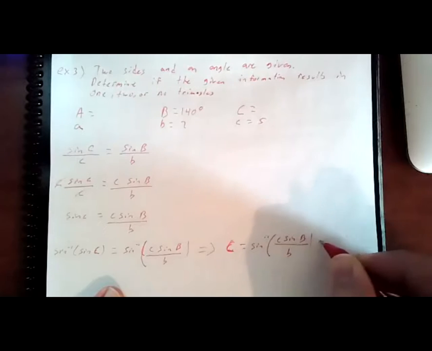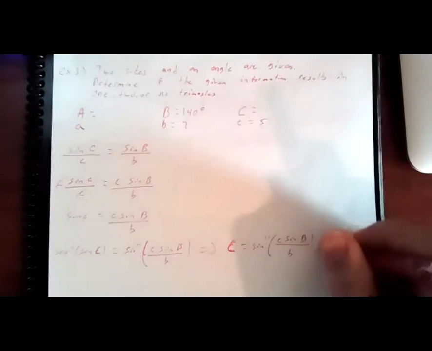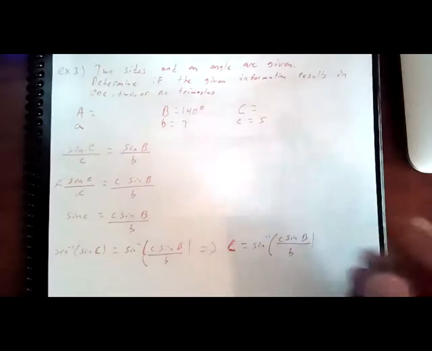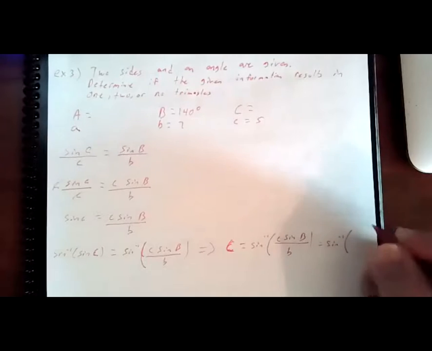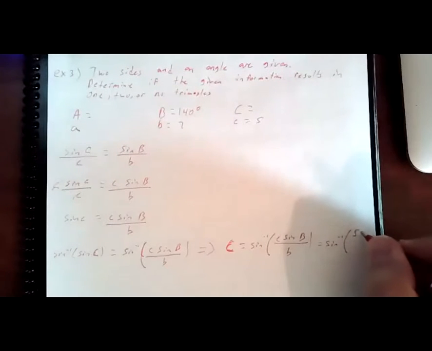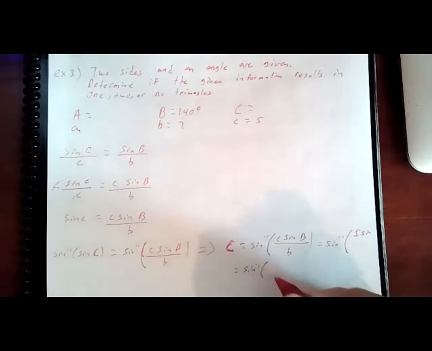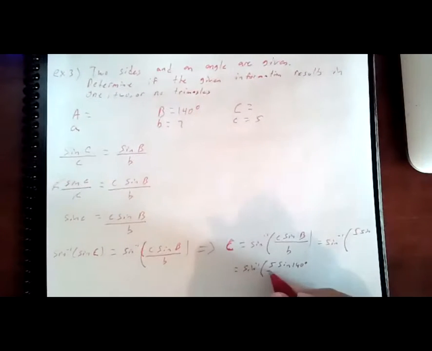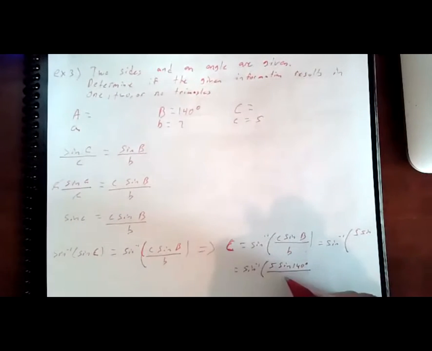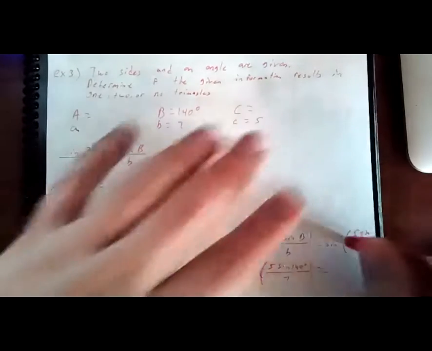So plug that into your calculator. What will we get? Go ahead and plug in the numbers too. That would be sine inverse of 5 sine 140 over 7. I don't have space anymore, oh well. So what is that going to be?